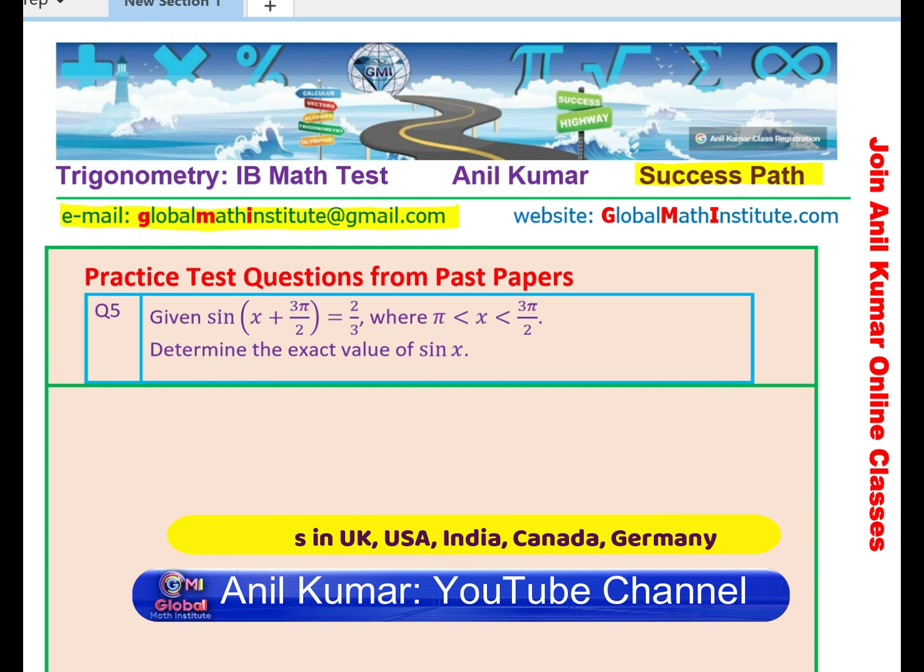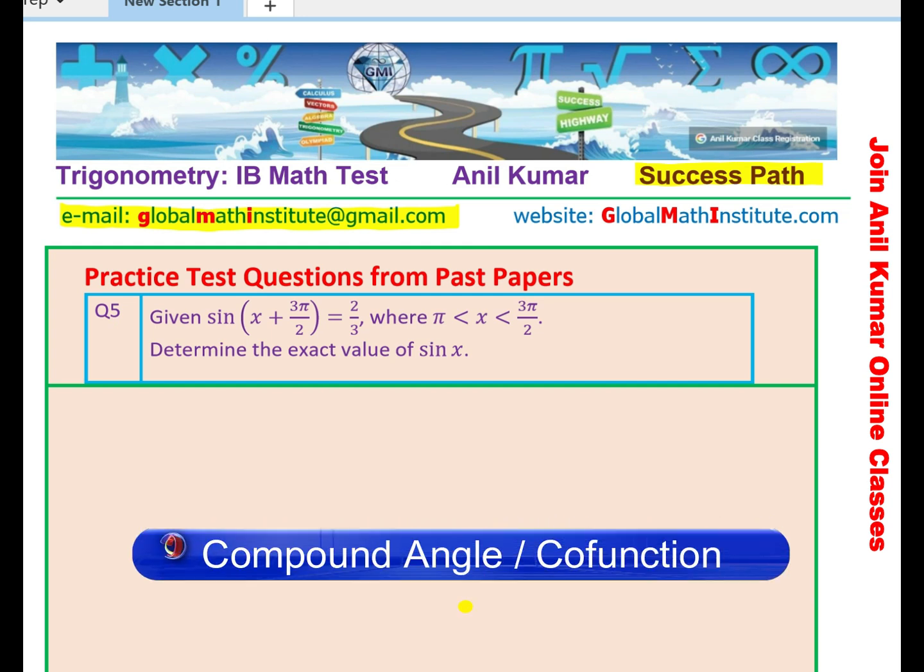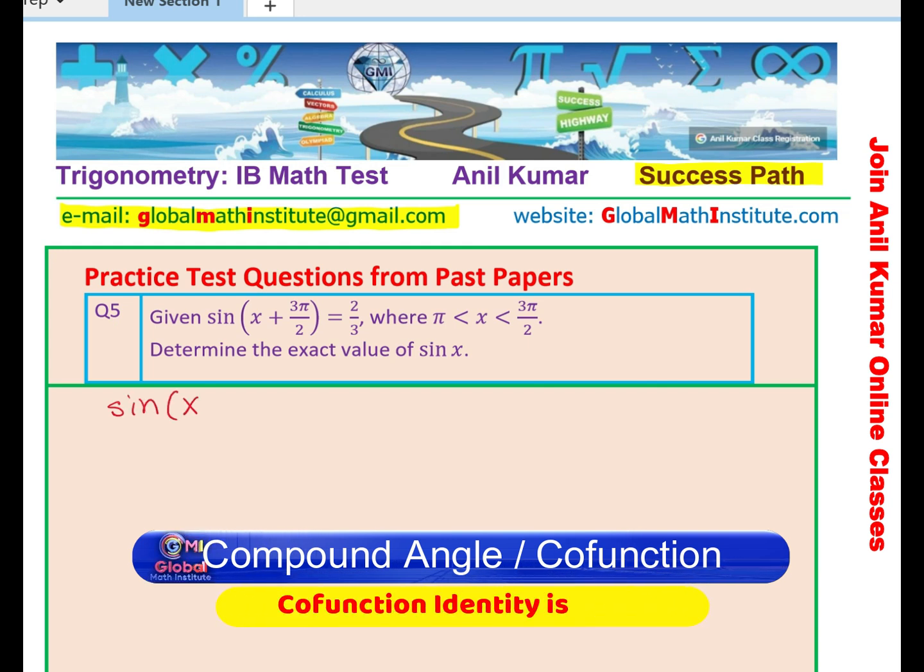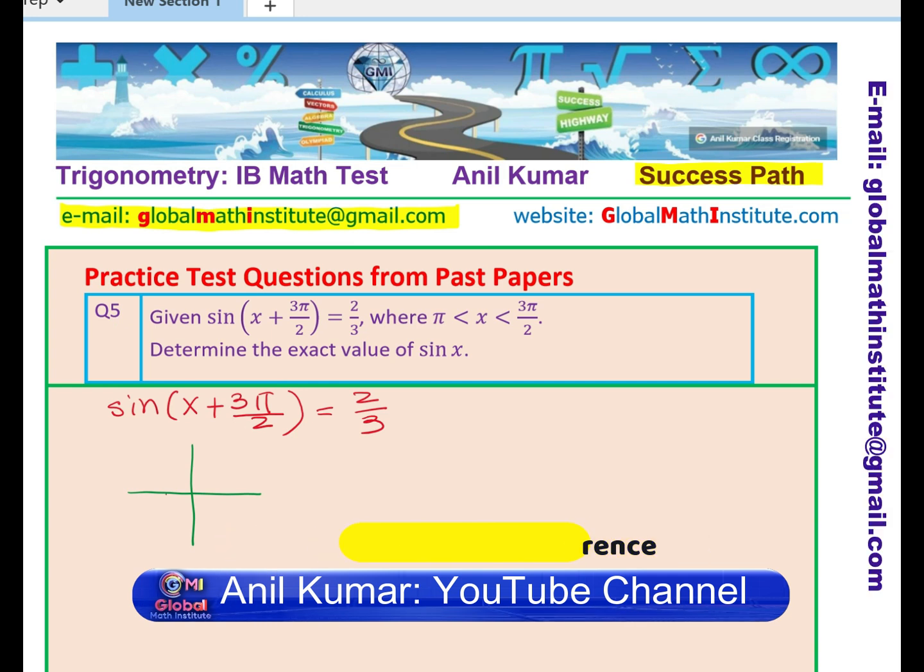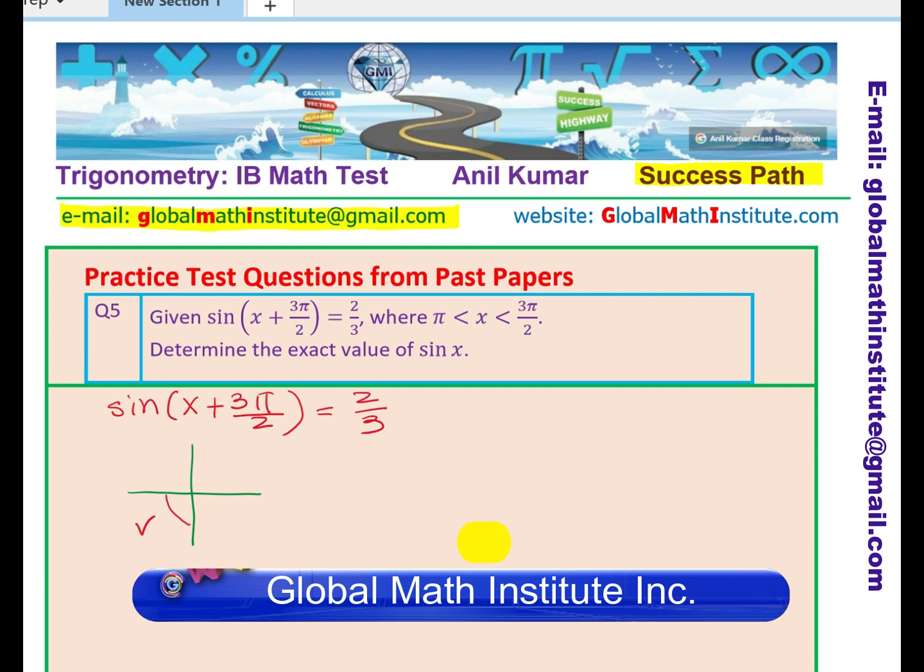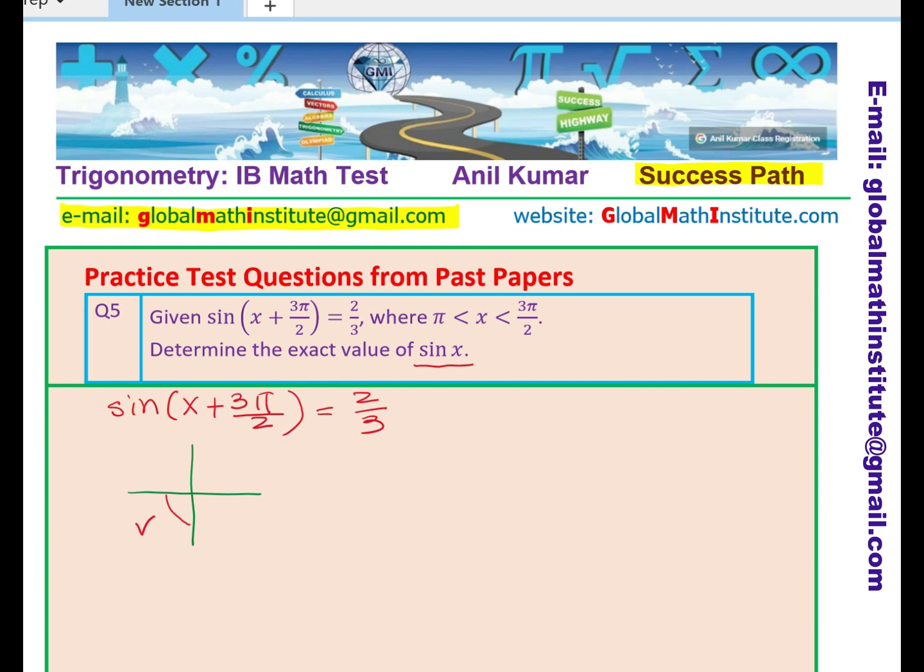The question here is: given sine of x plus 3 pi by 2 equals 2 by 3, where x is between pi and 3 pi by 2, right? So let's show this also. x is between pi and 3 pi by 2 means somewhere here in quadrant 3. Determine the exact value of sine x. Now there are a couple of ways of doing it. We're given that sine of x plus 3 pi by 2 equals 2 by 3.